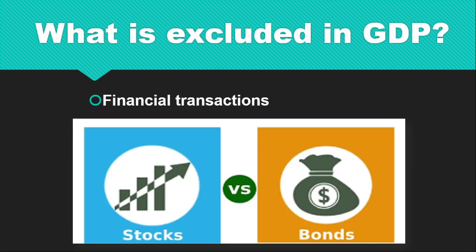The next one is financial transactions. So financial transactions, we are talking of stocks, we're talking of bonds, we're talking of shares and all that. So when you buy, for example, shares, that's not included in GDP because there's no production happening over there, but what you are doing is you're actually just buying ownership. You're just buying ownership, right?